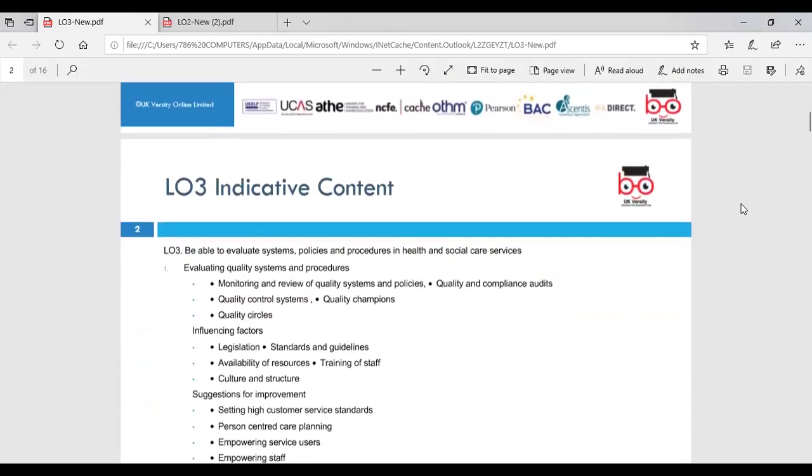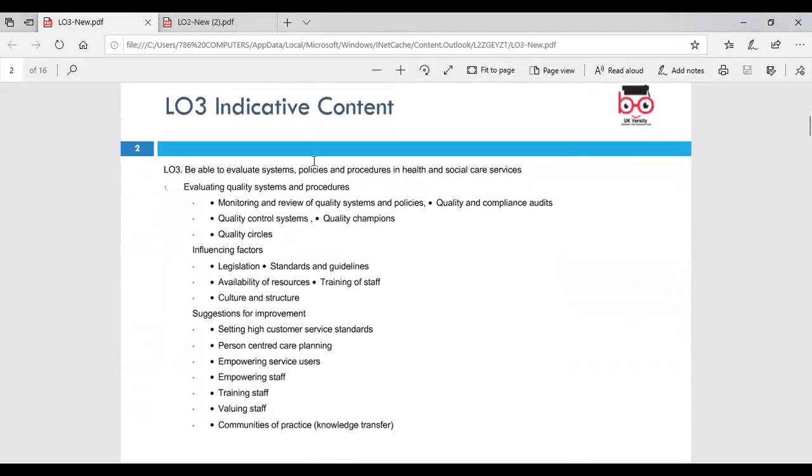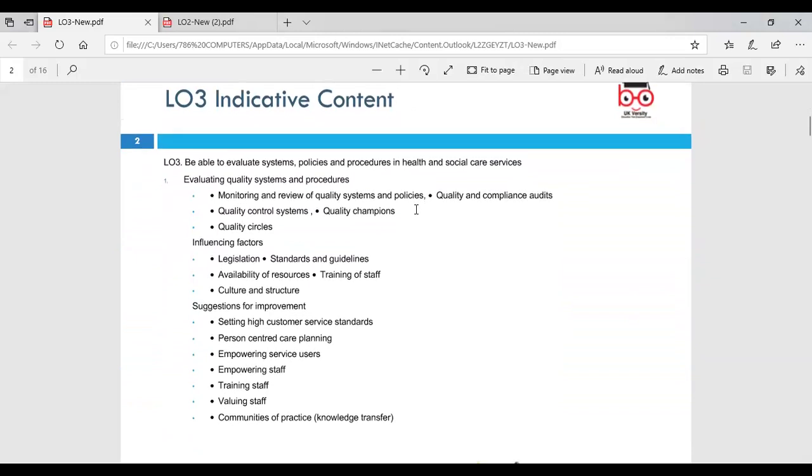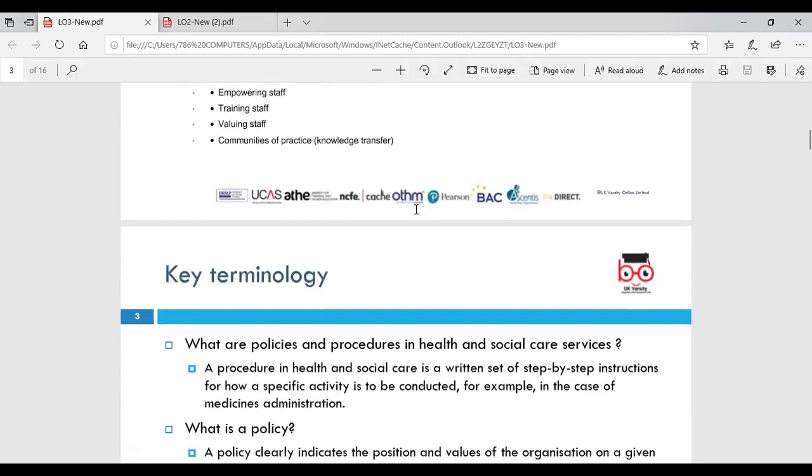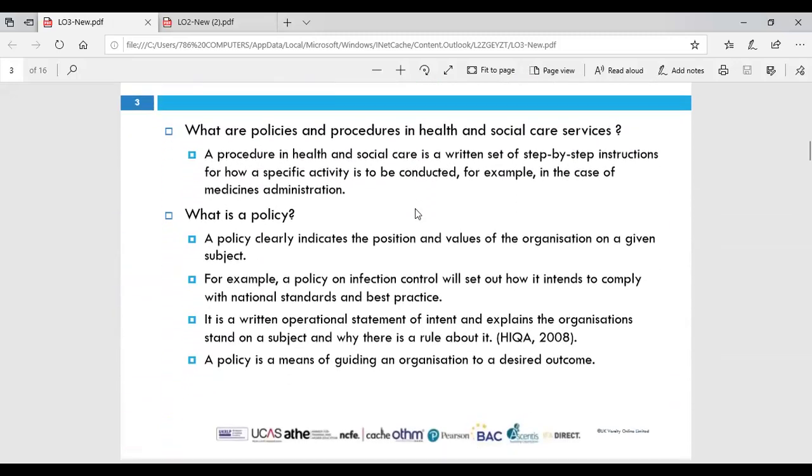So the indicative content will be to evaluate systems, policies, and procedures. We will evaluate quality systems and procedures, and we'll talk about what factors influence these systems and procedures, and we'll talk about what suggestions there are for improvement. So a bit about the terminology.